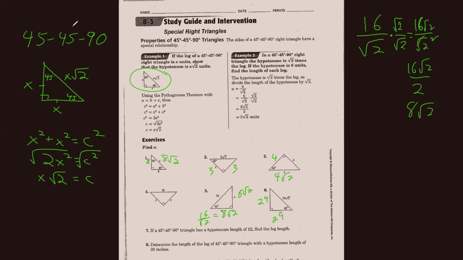9 radical 2. You don't have to show any more work there. That's our answer. Divide by a radical, divide by the number under the radical. So 18 divided by 2 is 9. Multiply by the same radical, square root of 2. All right.